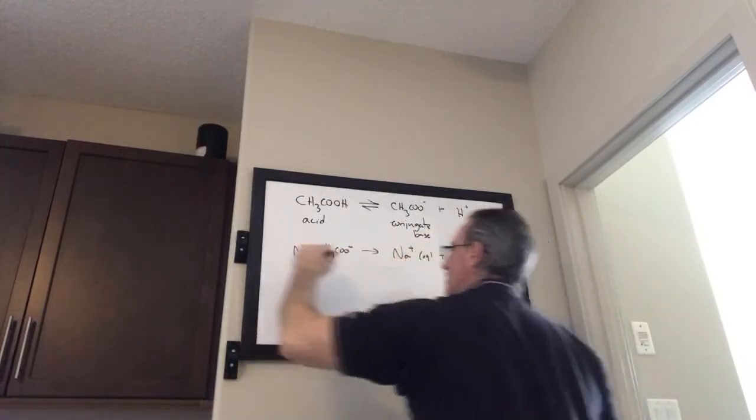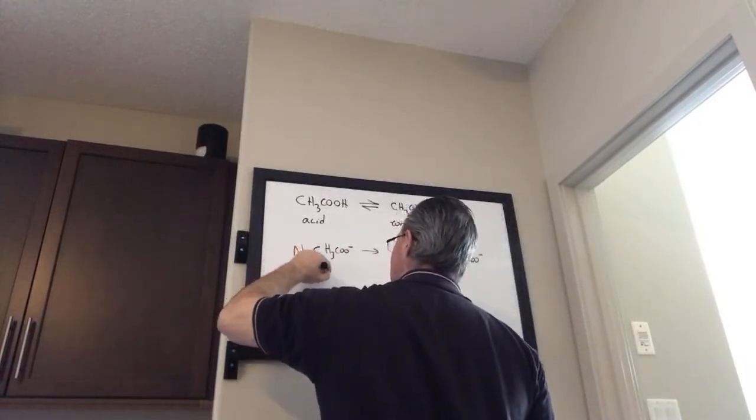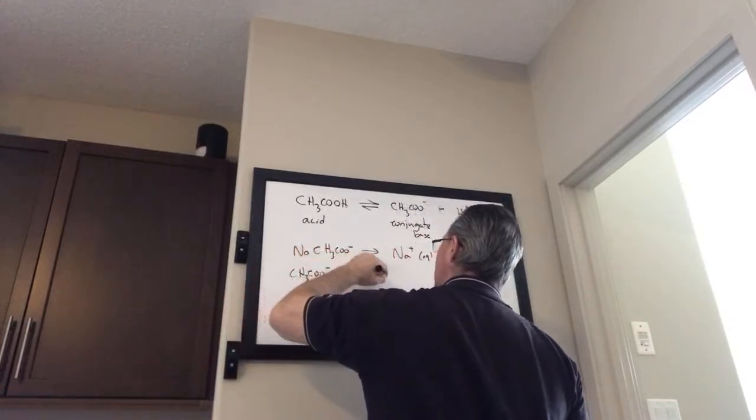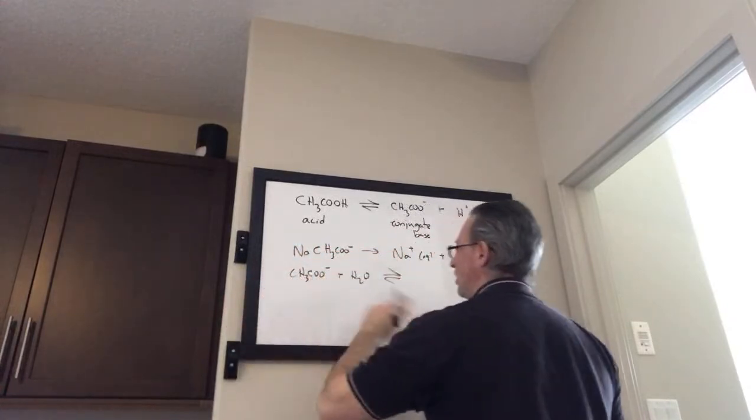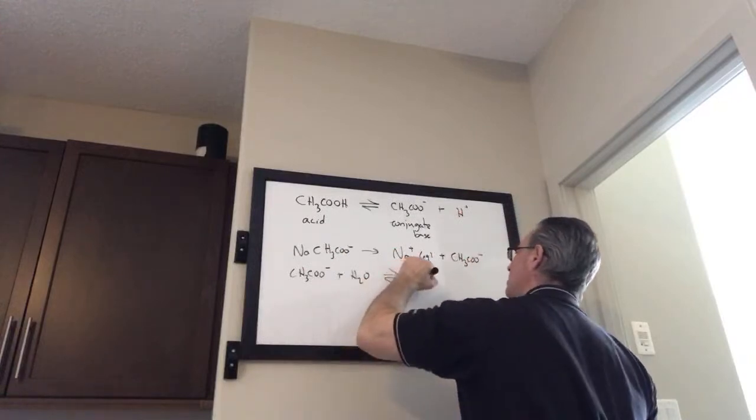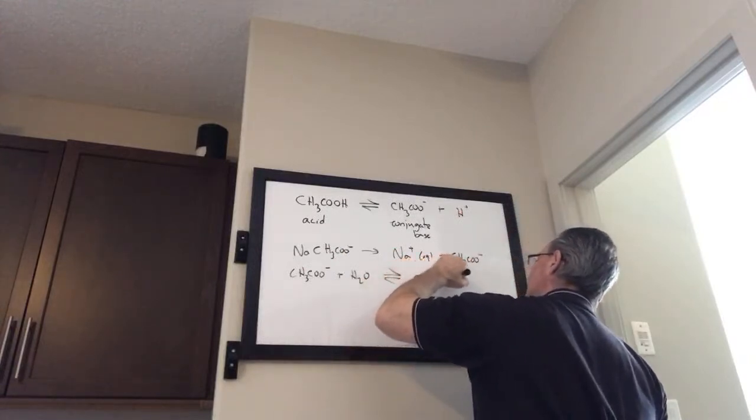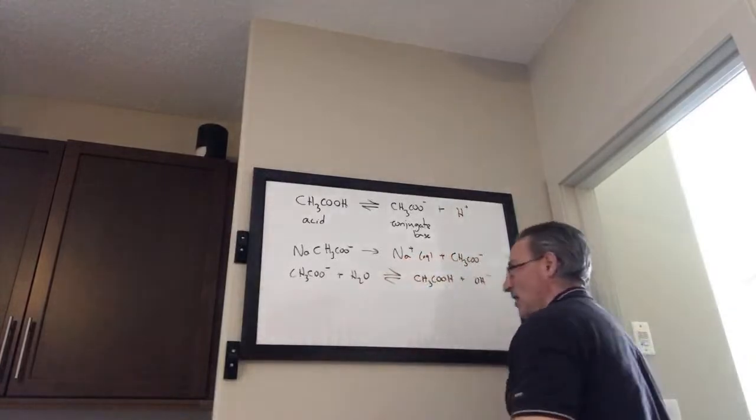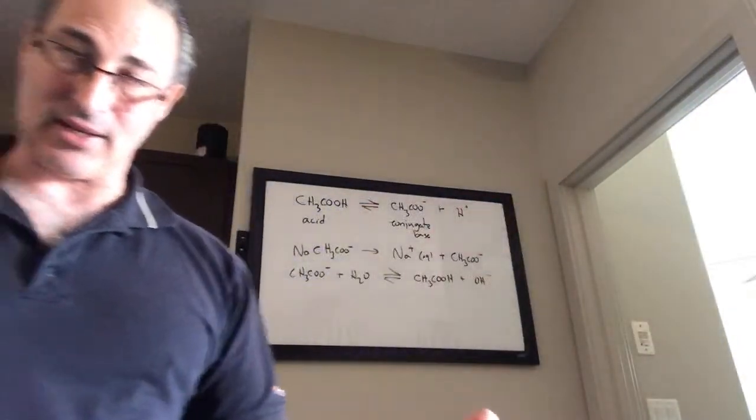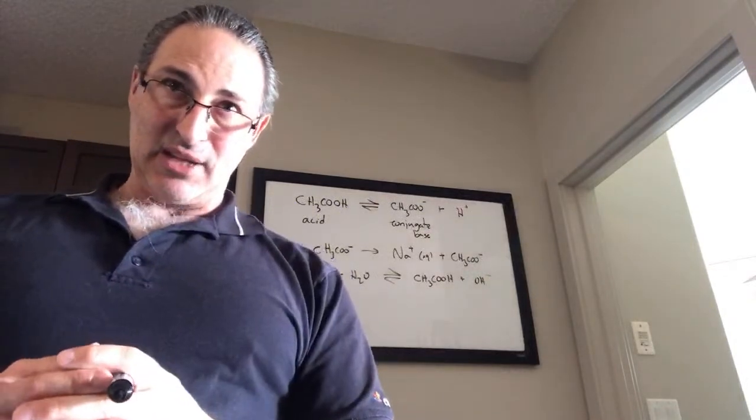Okay, then the acetate anion is still sitting around in the water, and it can interact with the water, pulling a proton off water so that it reconstitutes acetic acid. And then you get some hydroxide. So if you take a solution of the counterion of a weak acid, it will demonstrate basicity.